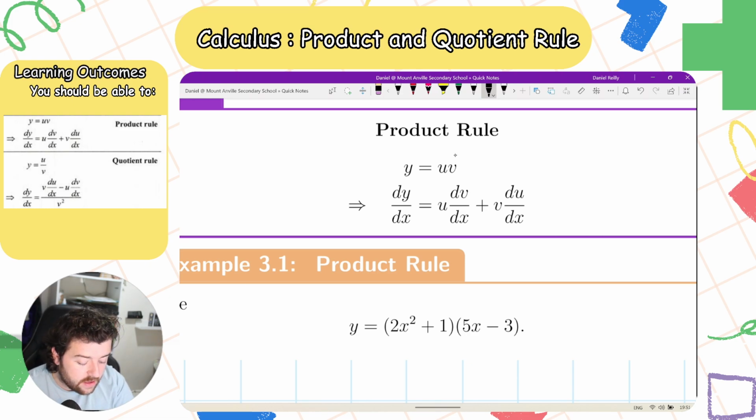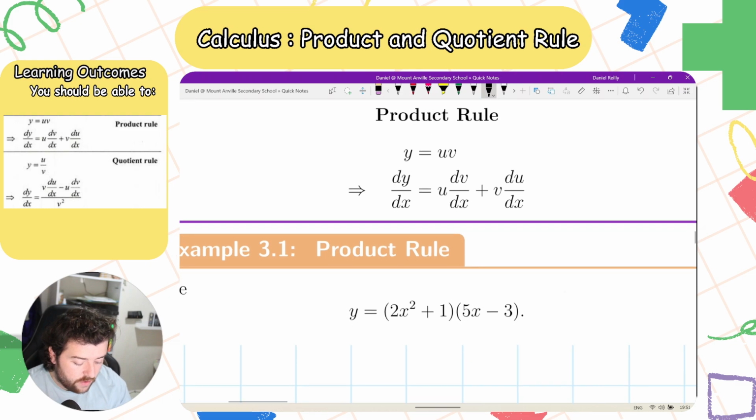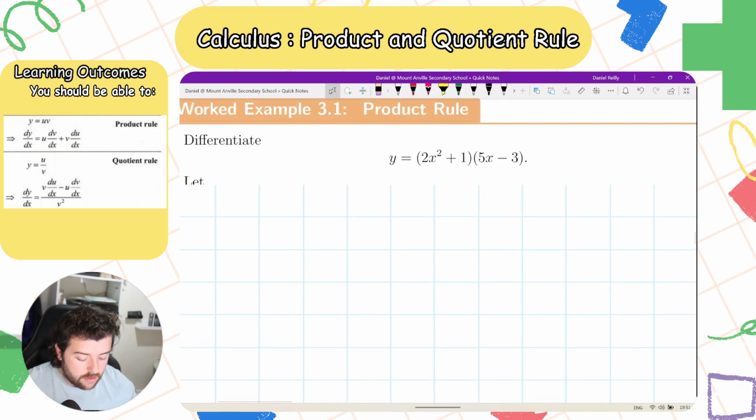So if y equals uv, what you do is you identify one of the terms as u, the other as v, and then the derivative is going to equal u times the derivative of v plus v times the derivative of u. And this is in your log tables. So here is one now.